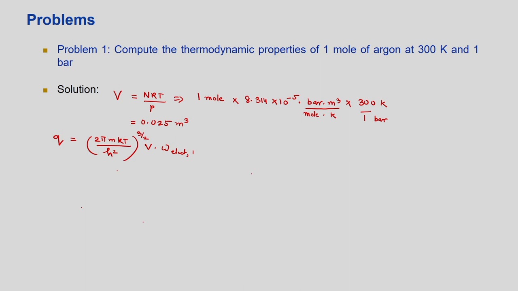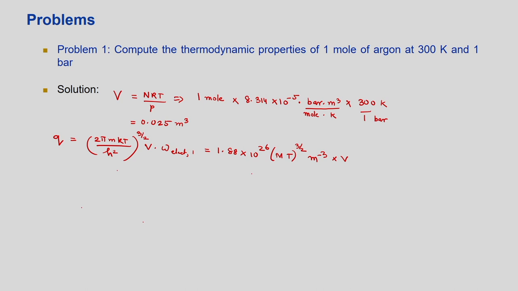So that expression is nothing but, I will write it down, 1.88 into 10 to the power of 26 (mT) to the power of 3 by 2. So the units will be meter to the power of minus 3, meter cube inverse. Then you have the volume, so you have to multiply by V. Volume will be 0.025. So now substitute the values. It is very easy now. You just have to substitute the values of the molecular mass, the temperature and the volume.